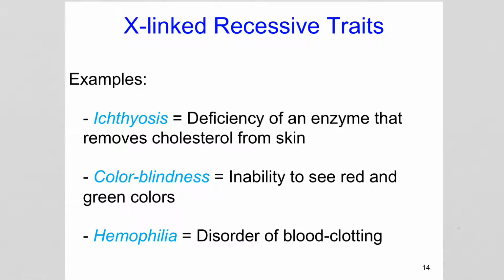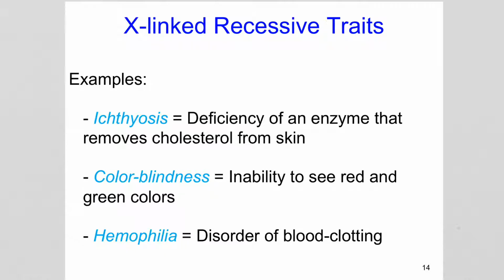So these 3 examples are ichthyosis, which we'll cover in more detail on the next slide, but this is a deficiency of a particular enzyme that removes cholesterol from skin. Color blindness, which you likely all have heard of, is an inability to distinguish between colors. So the most common example is red and green color blindness, but there are other color combos that may be difficult for individuals to distinguish between. And your textbook provides a really nice overview of this in the Clinical Connection 6.1.